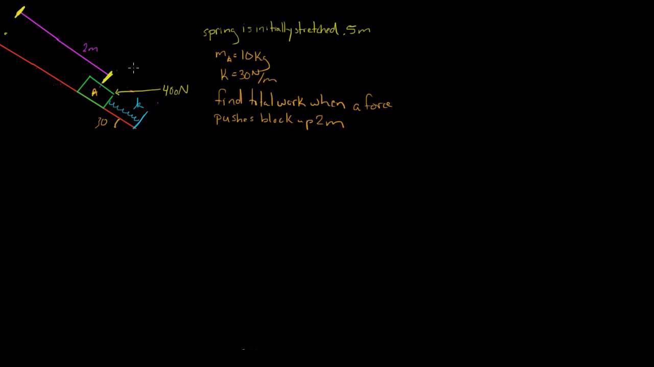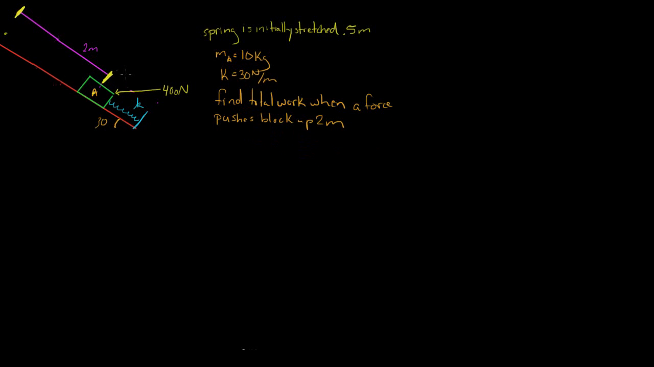In this example, I have this mass, block A, and this block A is sitting on top of this 30-degree incline. And what's happening is I have this 400 Newton horizontal force, which is pushing on this block A and forces it to go 2 meters. And what I want to do is figure out the total work done by all my forces when this block has moved 2 meters.